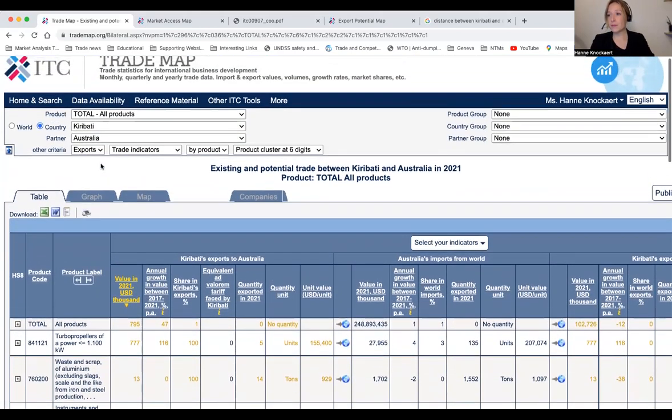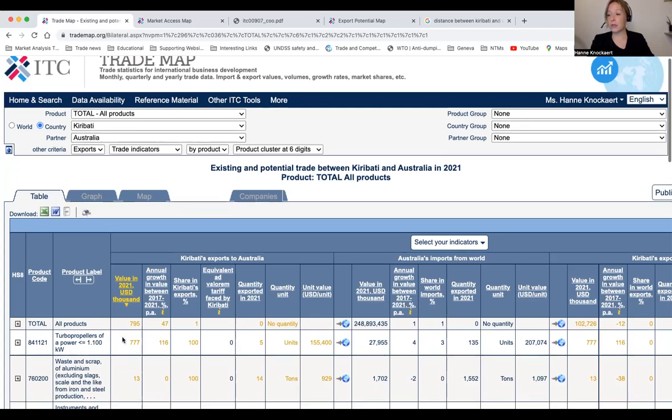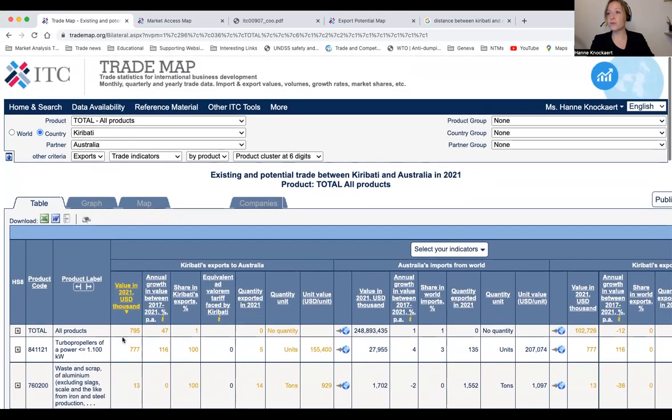But then again, we could always use this trade relationship to enter into these markets. So for Kiribati, this would be the table to look into.